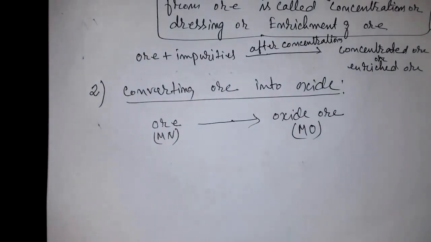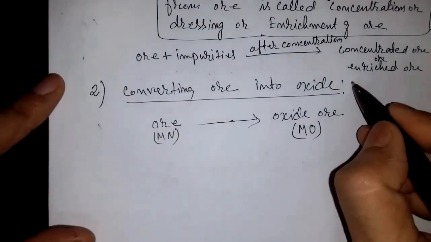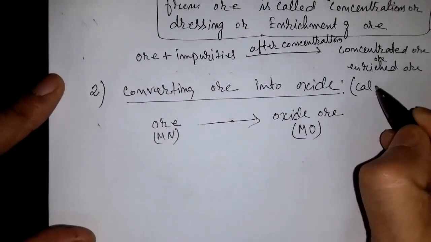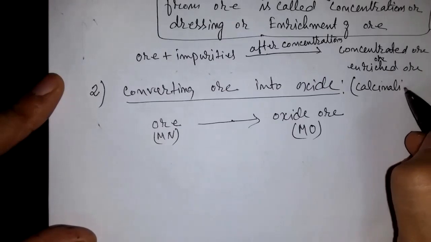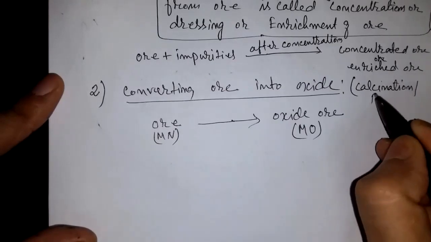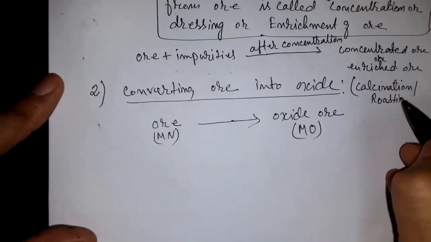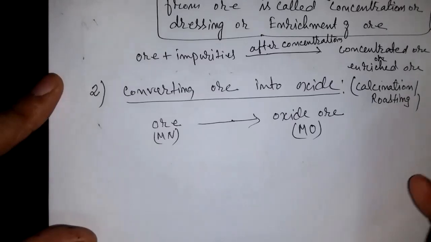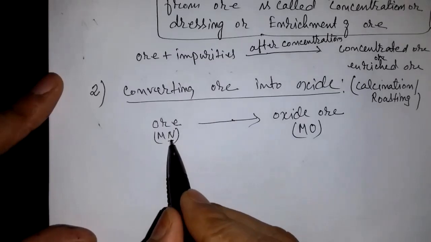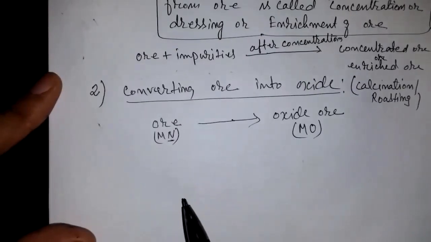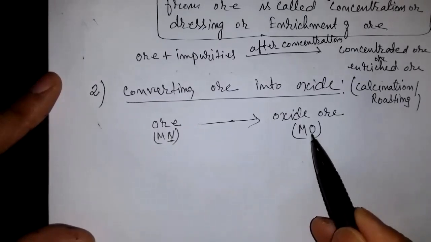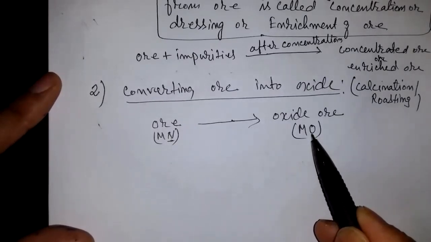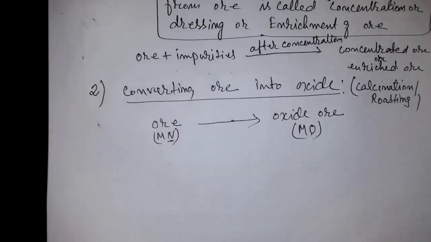For that, which method should we use? We have two methods: calcination or roasting. Whether we do calcination or roasting depends on what the non-metal is. If your non-metal is oxygen, then step 2 is not needed, because the main function of step 2 is to convert non-metal into oxygen. If the non-metal is oxygen from the beginning, you go to the next step.